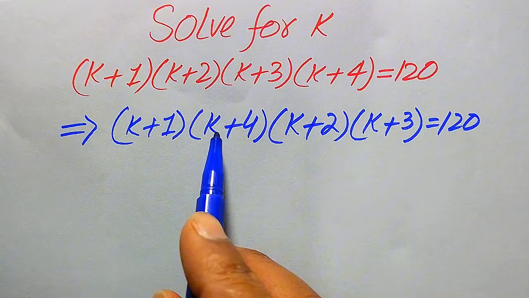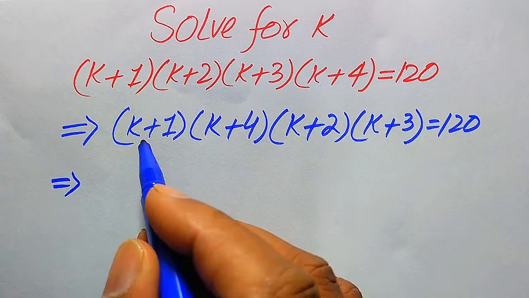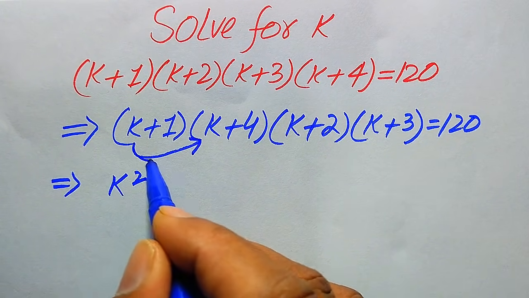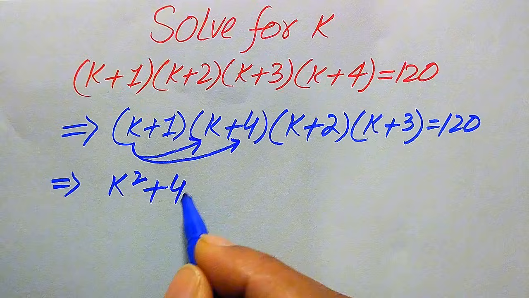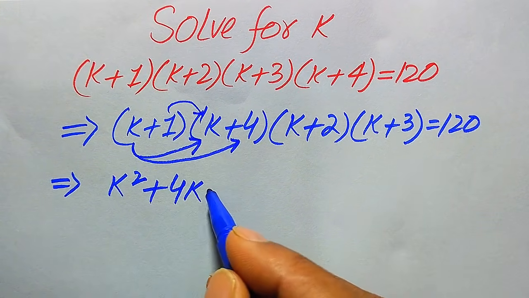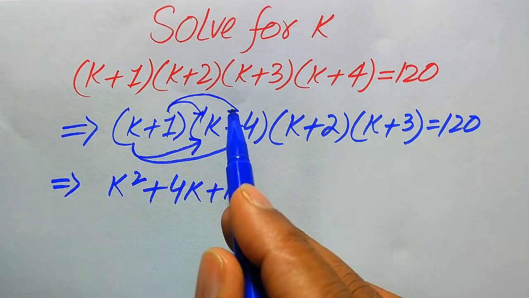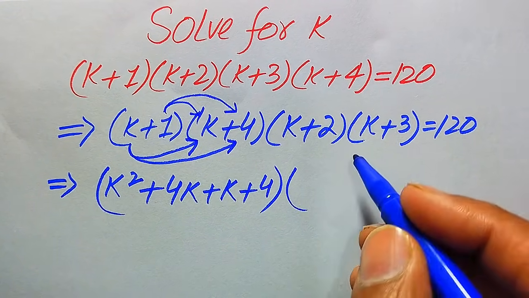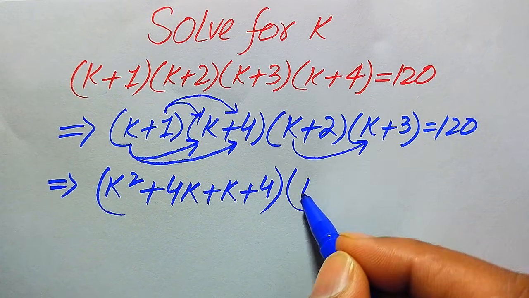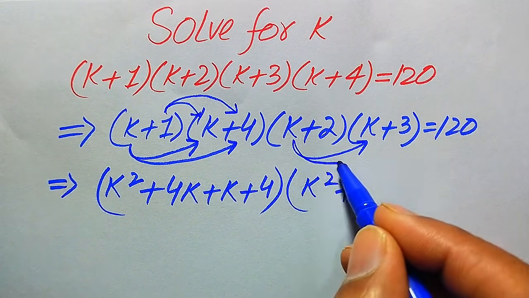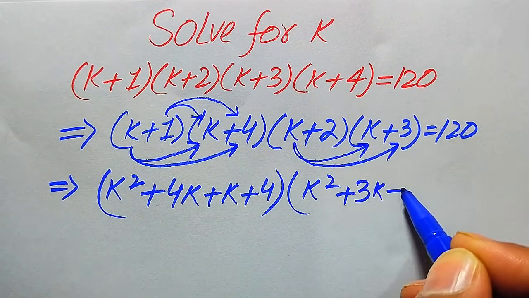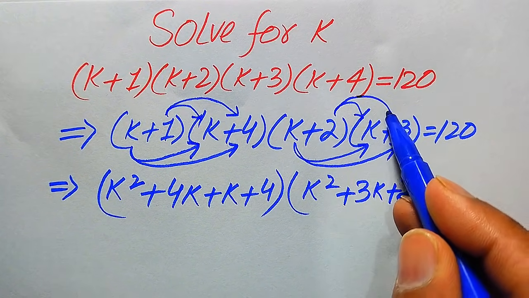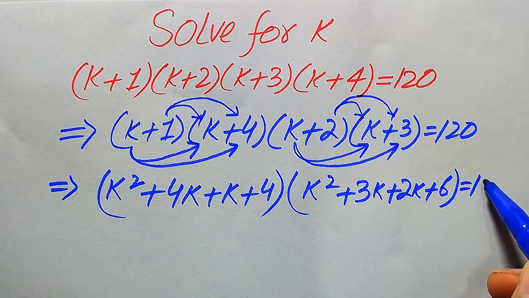And now we multiply these two factors and these two factors as well. First we multiply these values. k multiplied by k becomes k square, k multiplied by 4 becomes 4k, 1 multiplied by k becomes k, and 1 multiplied by 4 becomes 4. In the same pattern we multiply these two factors as well. k with k becomes k square, k with 3 becomes 3k, 2 with k becomes 2k, and 2 with 3 becomes 6, and this whole equation equals 120.